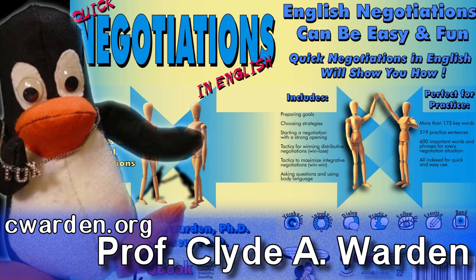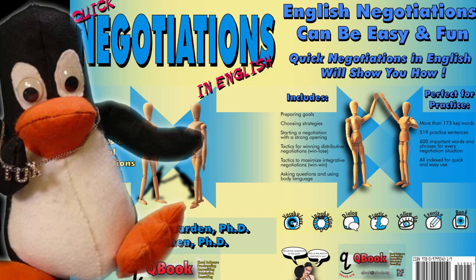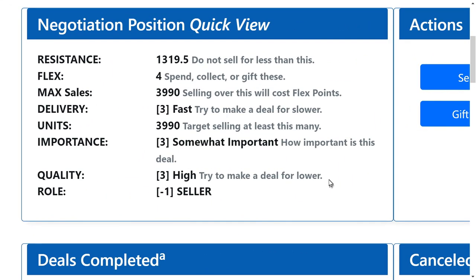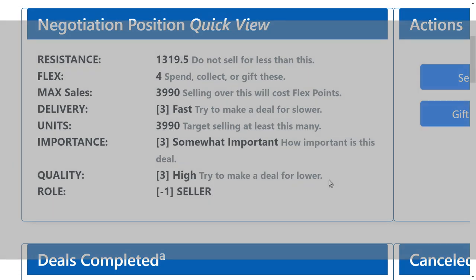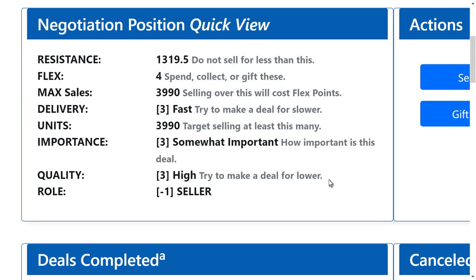Before you make a deal, you need to see what your situation is, and you do that by looking at your quick view. So let's come back to our app page, and the next section we can see is the quick view. The quick view tells us the information that is most important to us. Maybe you remember this information because you're the one who chose it, right? When you rolled your dice.